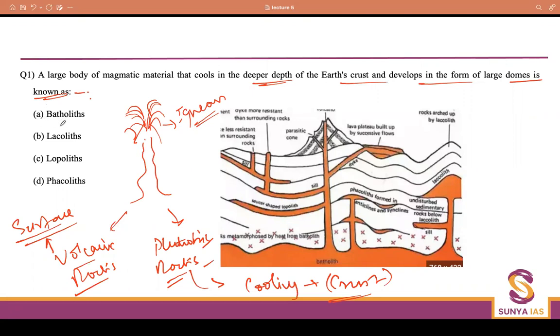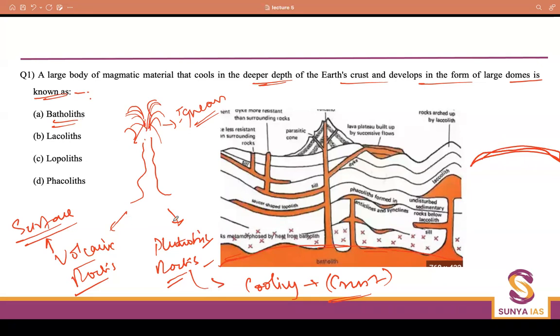First option here is batholiths. What are batholiths? See here, this is a large body of magmatic material, and when it cools down inside the deep crust of earth, it develops in the form of large domes. Large domes like this are known as batholiths.